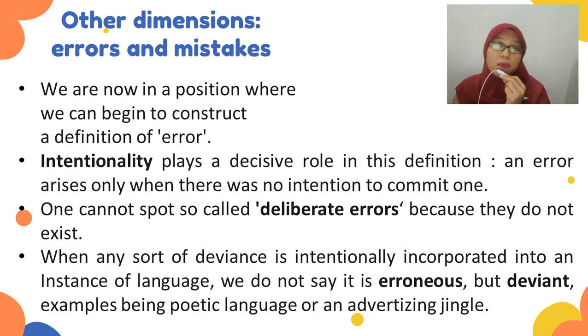Other dimensions: error and mistakes. We are now in a position where we can begin to construct a definition of error. Intentionality plays a decisive role in this definition. An error arises only when there was no intention to commit one. One cannot speak of so-called deliberate errors because they do not exist. When any sort of deviance is intentionally incorporated into an instance of language, we do not say it's erroneous, but deviant. Examples being poetic language or an advertising jingle.